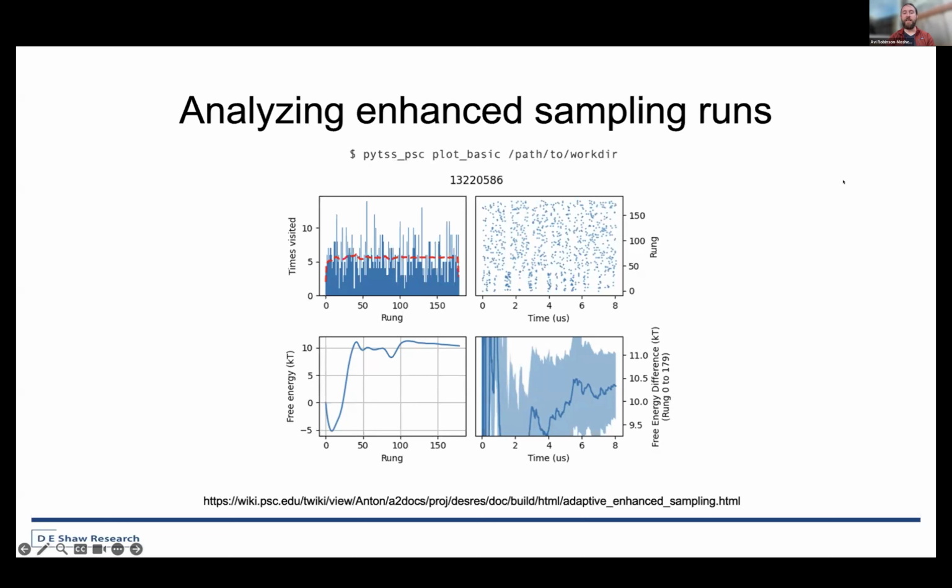Bottom left plot is the free energy with respect to rung at the final time. And the bottom right plot is the difference between the 2 end rungs, the free energy difference estimate as a function of time. And the shaded blue is the error bars for that. That can give you a sense of how well converged you are. If you see something that's coming in nicely, that's probably doing pretty well. If it's jumping around a lot, not so much. And that's the last thing I have in terms of the slides.